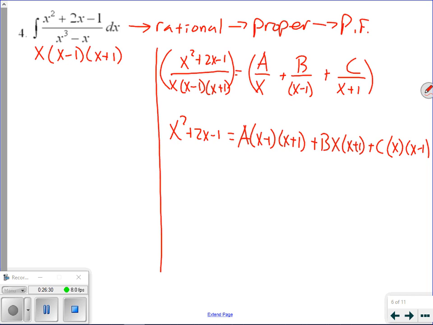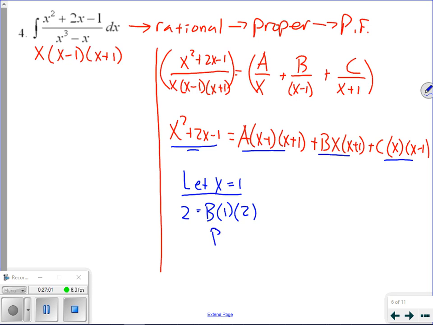Partial fraction decomposition is not the worst thing in the world. We're just going to try to solve for A, B, and C, and the easiest way to do that is to plug in values for x to cancel out other terms. Let's just let x equal 1. Well, I plug 1 into the left side, and I'm getting 2 equals, the A term crosses out and the C term crosses out, so I'm left with B times 1 plus 1, which is 2. So in this case, B equals 1.